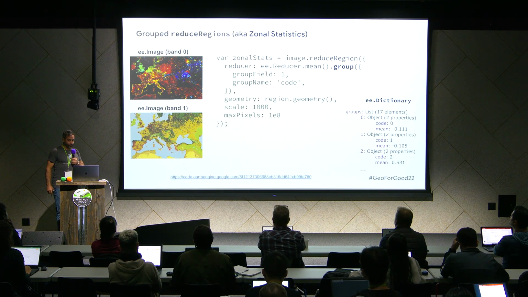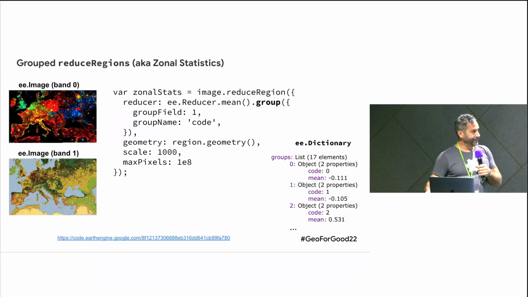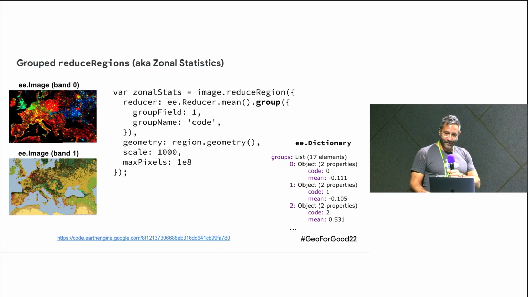Okay, group reductions on images. Also known as zonal statistics, or at least it used to be. I don't know, it's been a while since I've used other software, but it used to be called zonal statistics. This is how you do that in Earth Engine. Same idea. Here we're reducing an image, specifically reduce region of an image.